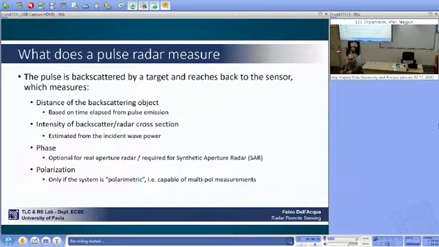In this case or in the optical? In this case, yes. Yes, definitely. That's the point of doing the measurement.